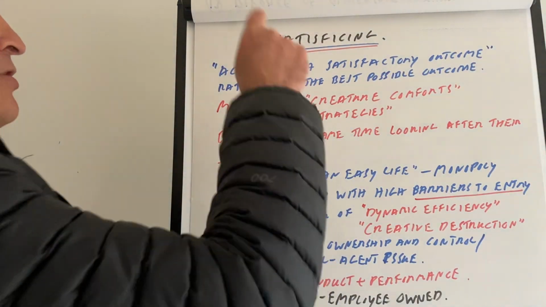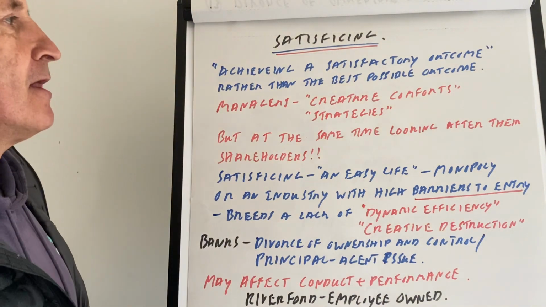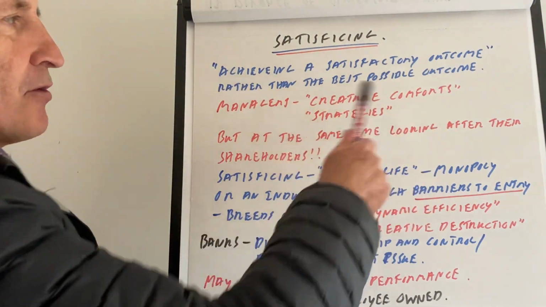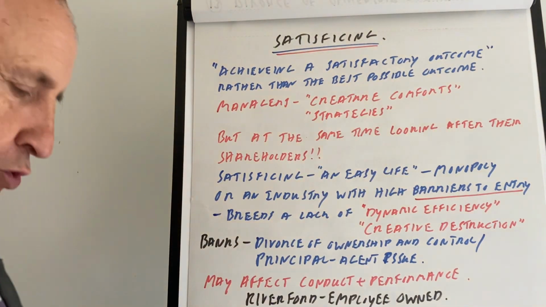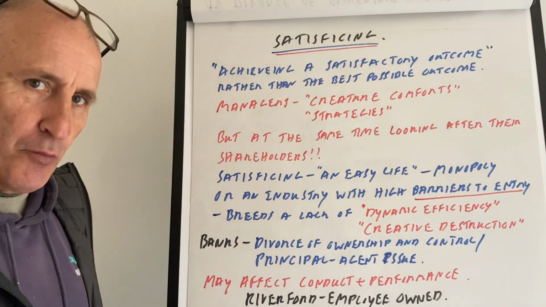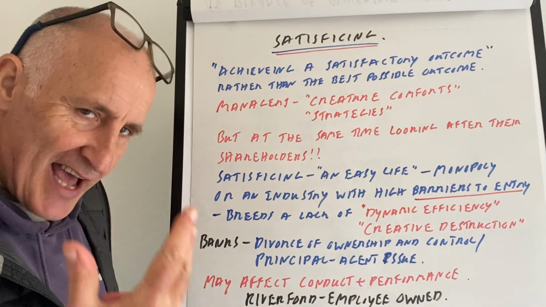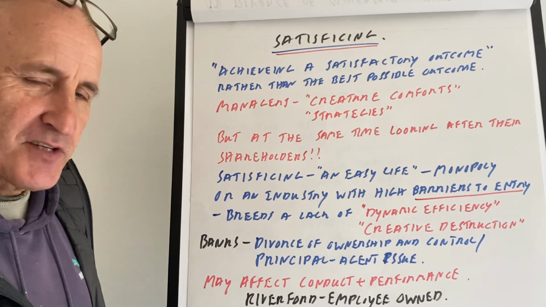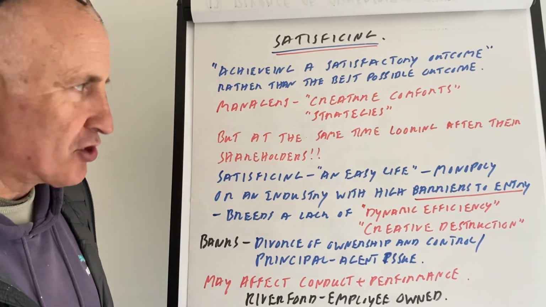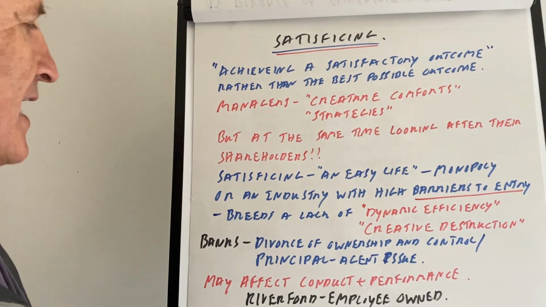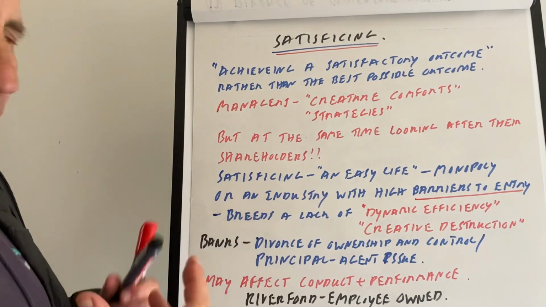So then we come to the concept of satisficing, which is achieving a satisfactory outcome rather than the best possible outcome. So in a firm, you may look after all the workers, the shareholders and the managers. So the shareholders want profits, but you also make sure that you pay the workers a reasonable wage. So satisficing, in a way, is going for an easier life.